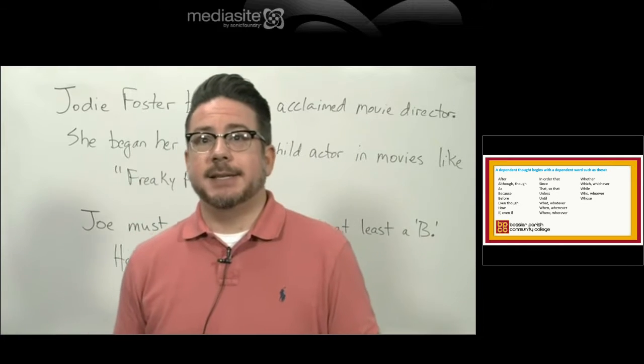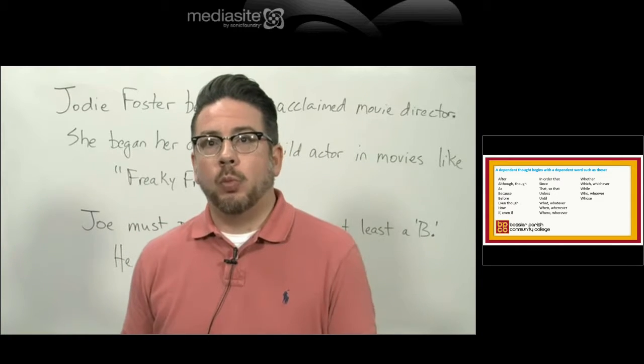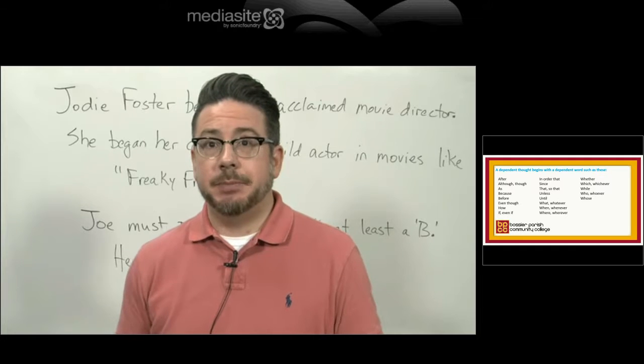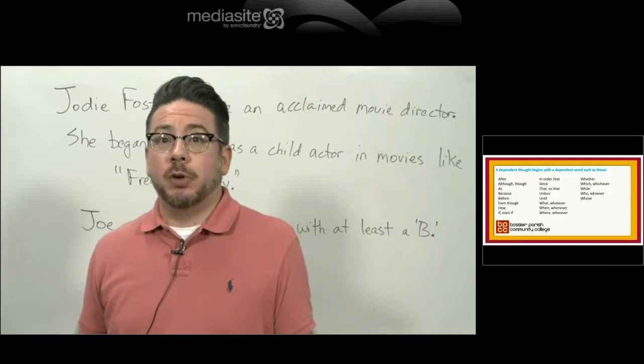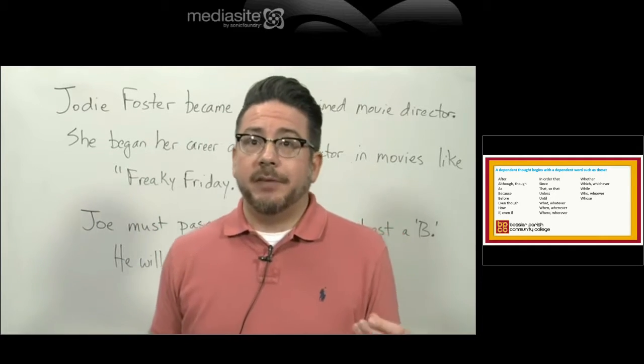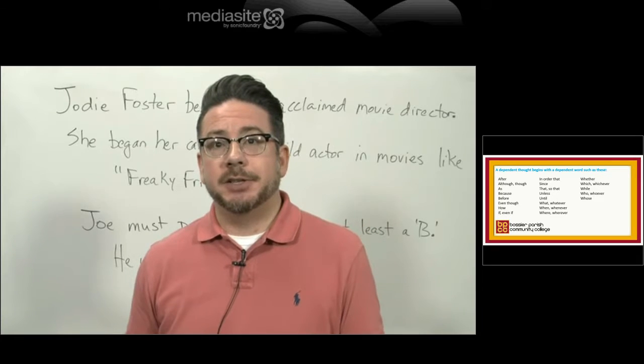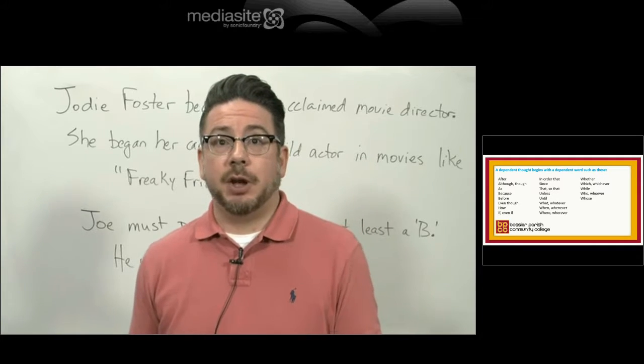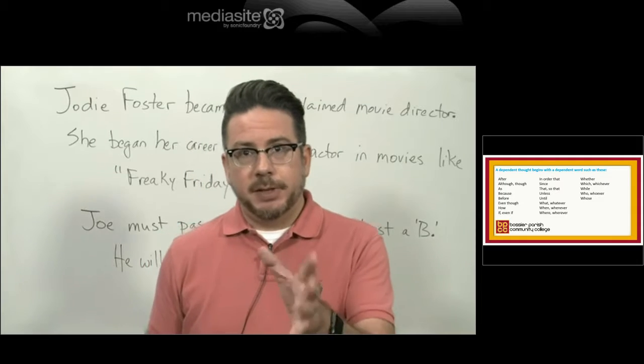One, we're going to need to take a dependent word and turn one of these simple sentences into a dependent thought. Basically, we're going to turn one of them into a fragment. Once we have it as a fragment, we can combine it to the other simple sentence with just a comma. So let's go through this step by step.